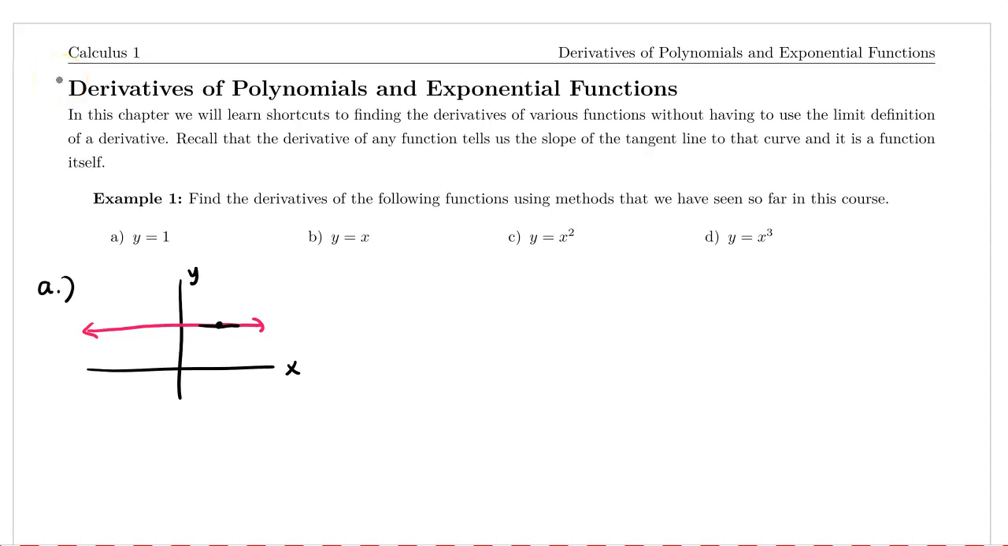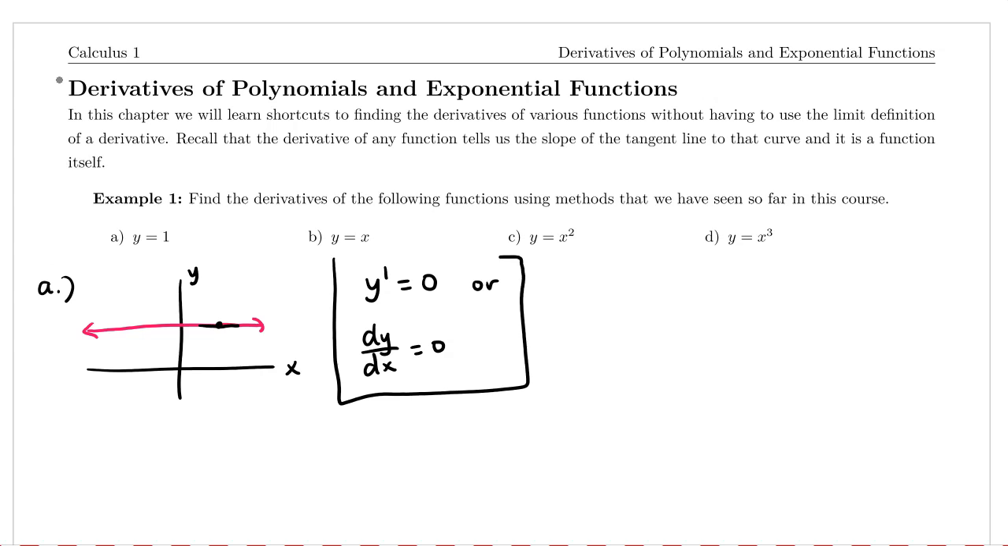So recall that there are a couple of notations that we can use for the derivative. We can say that y prime is equal to 0, or we could say that dy dx is equal to 0. So either of these work for part A.